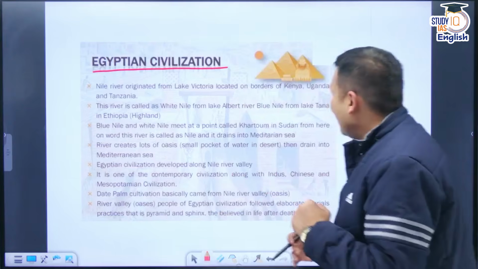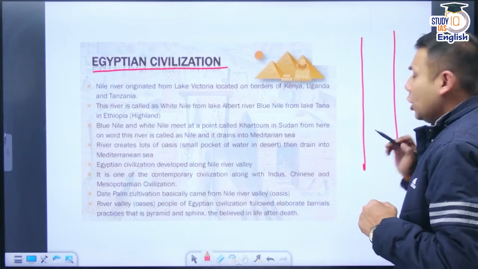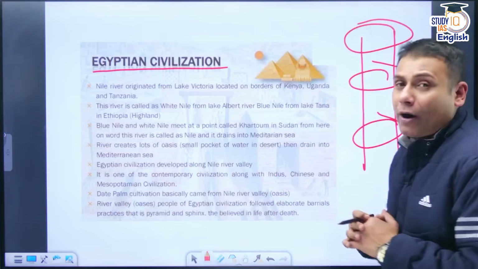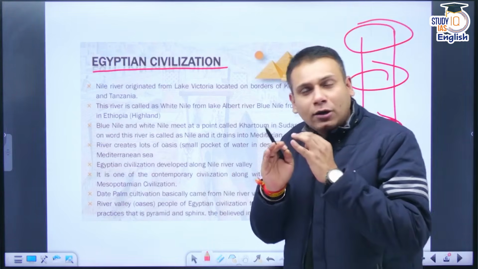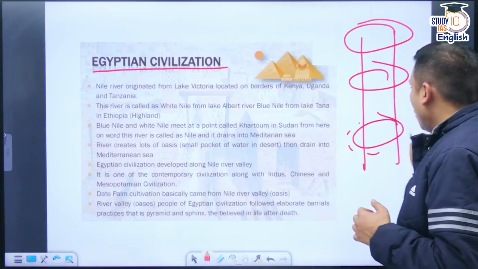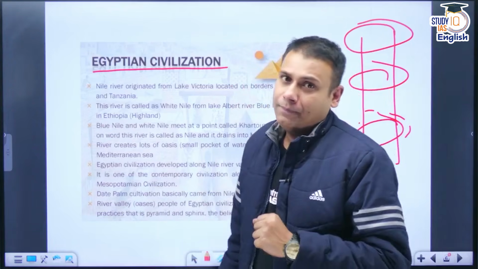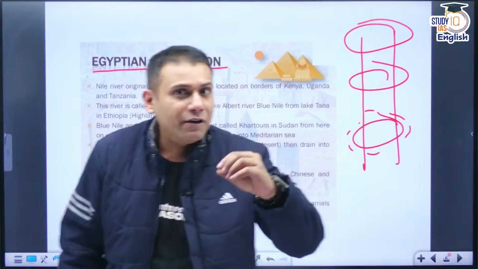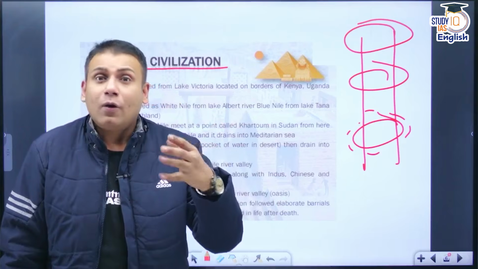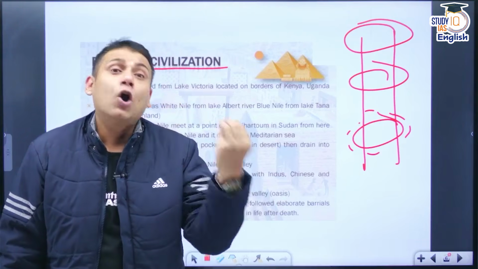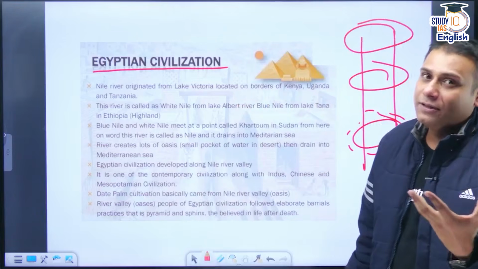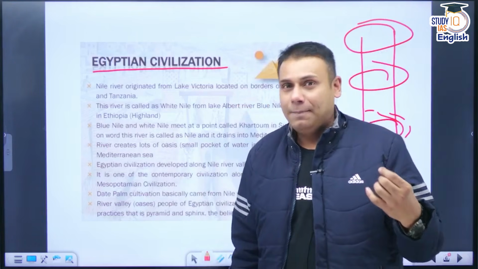Now, whenever a river flows generally through a desert region, it gets broken up into small water pockets. And these water pockets are called oases. And the soil near an oasis is very fertile. It is majorly used for cultivation of date palms and cotton. Correct? So date palm cultivation in the region of Egyptian civilization was very important at that time.